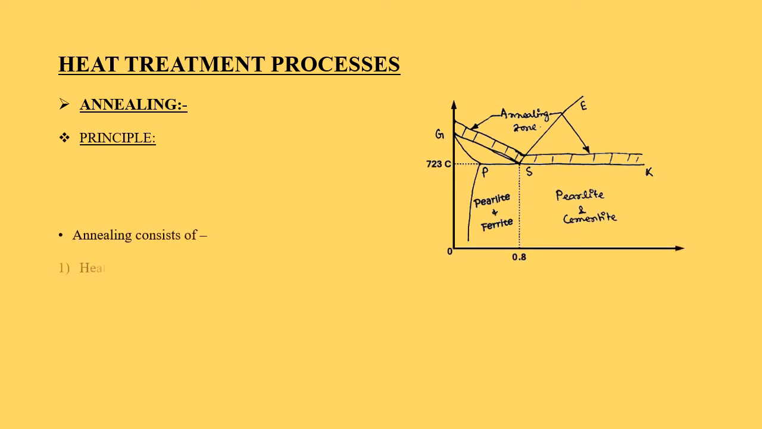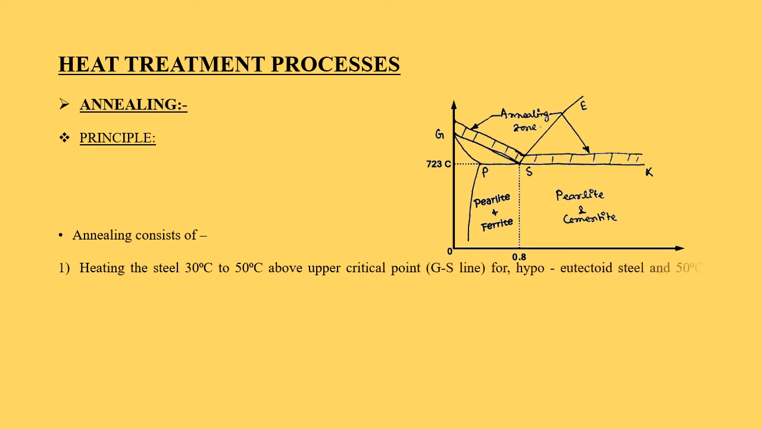This process consists of heating the steel 30 to 50 degrees centigrade above the upper critical point in the diagram, GS line, for hypoeutectoid steel, and 50 degrees centigrade above the lower critical point in the diagram, PSK line, for hypereutectoid steel.